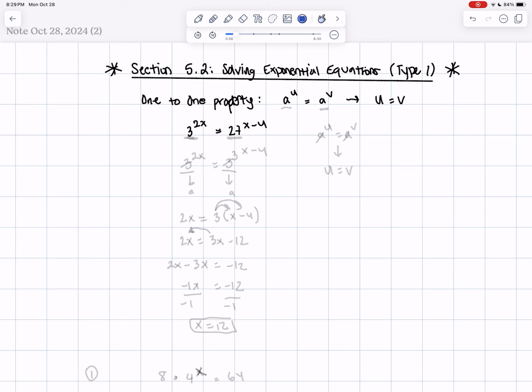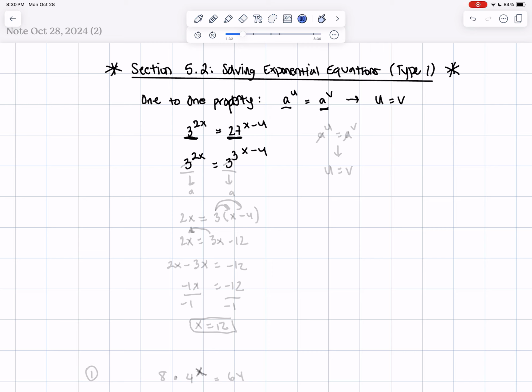Okay, so we're going to treat 3 and 27 as our a's here, but we want the a values to be the same. So I'm going to use 3. We want the bottom number, the base number here, to be 3. So the left side's going to stay the same, but the right side's going to be changed. So 3 to what power gives me 27? Well, I know 3 to the third gives me 27. And then the x minus 4 is here still.